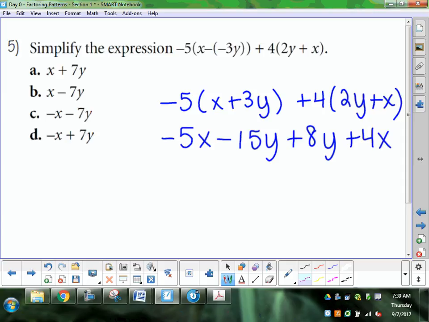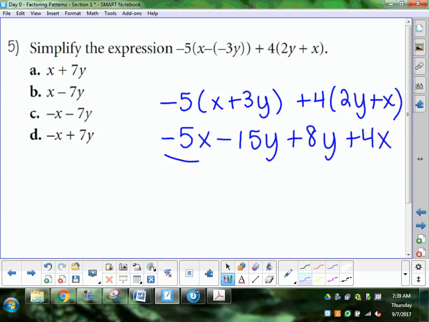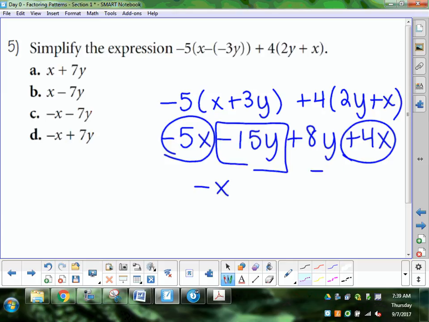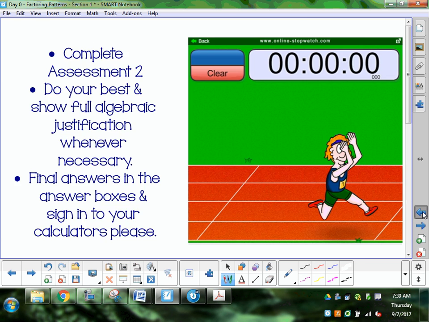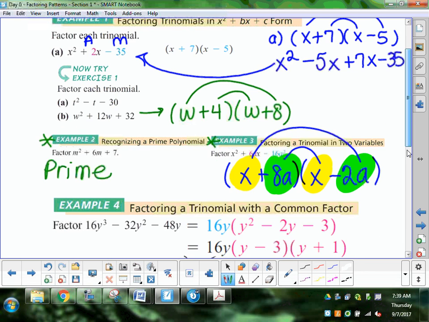Go ahead. So what are we combining? And what do you get when you put those together? Okay? And what else can we put together? Okay? And what do you get when you put those together? Final answer. Questions on that one? Now, that's how quick we really should be able to get those done.